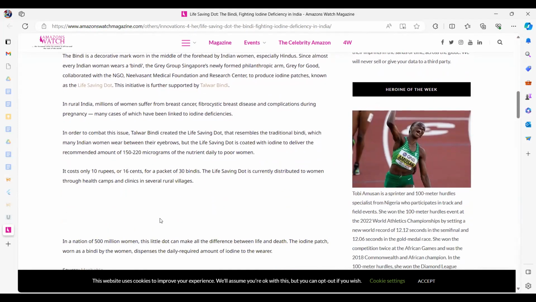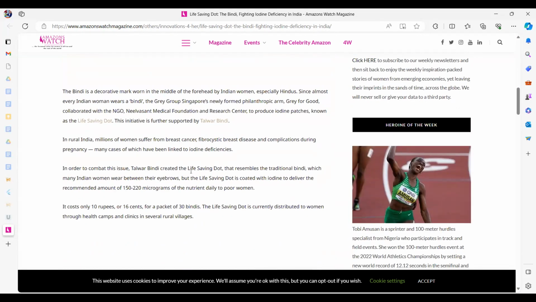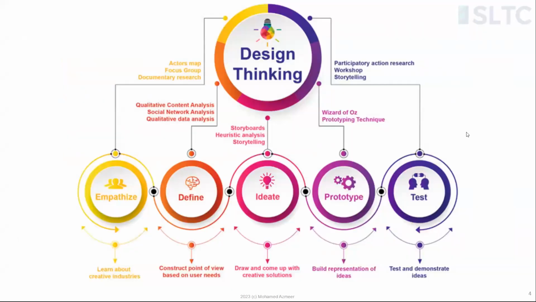And one of the issues they realized was cost, right? So it was 10 Indian rupees for 30 bindis. So they can use it for 30 days, for 1 month. So for the 1 month supply of iodine, they only spend 10 Indian rupees, which is a fairly okay price, right? So that is how they solved a problem in a very, very creative way, right? So that's one example. So what can we learn from here? How can we apply that to, let's say, designing of a mobile application or a software application or anything for that matter, right? That is the role of design thinking.